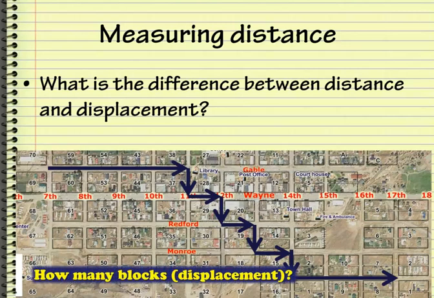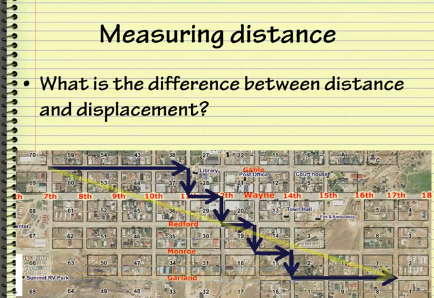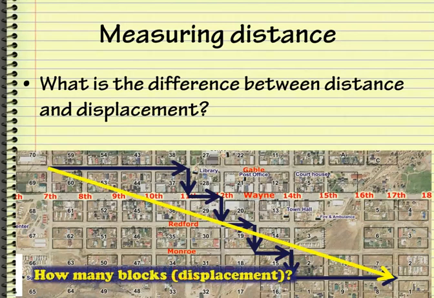Now what would the displacement be? Well, here it is. Okay, so there is a displacement. Now that's a whole lot less than it. You would actually be able to see that you'd be going how many blocks this way, how many blocks down, and you could use Pythagorean's theorem to figure out what the displacement would be from here to there.